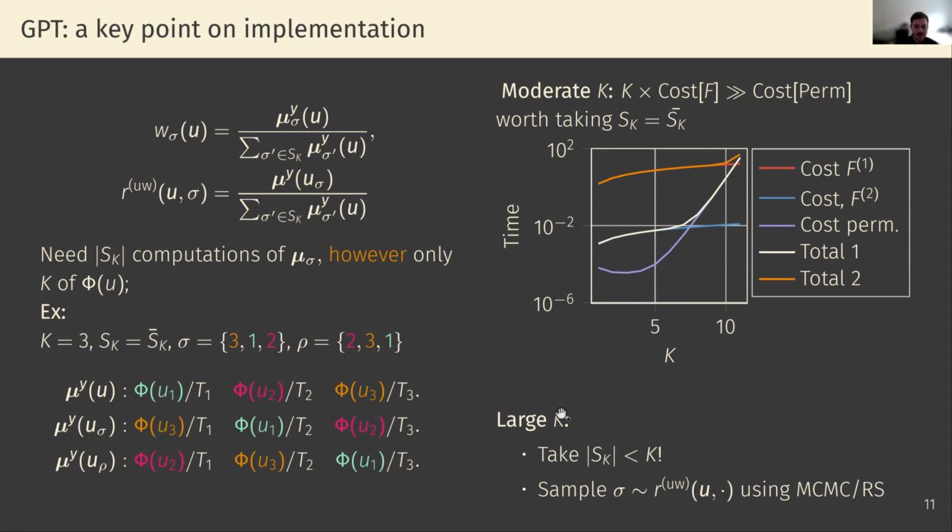On the other hand, if k is very large, one needs to consider a smaller group of possible permutations, so it doesn't make much sense to consider all possible k factorial permutations. Or one could sample this permutation from, say, RUW using MCMC on this distribution, or rejection sampling or something like that, but that's something that we would need to explore in more detail in the future.